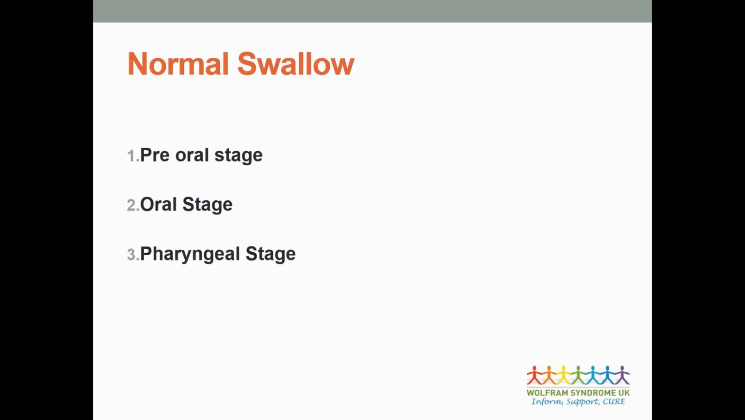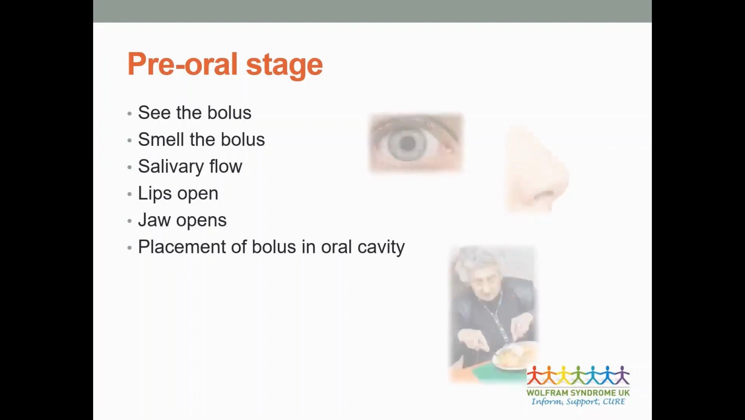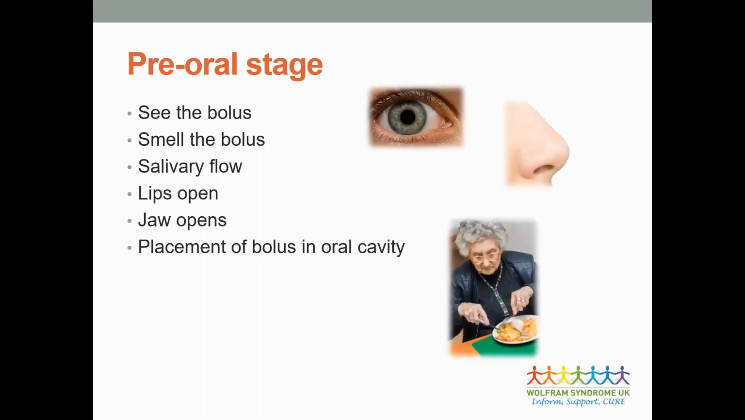So I'll just take you through the normal swallow. This is made up of 4 different stages. We have the pre-oral stage, the oral stage, the pharyngeal stage, and the esophageal stage. So the pre-oral stage encompasses everything that happens before your food and drink reaches your mouth. This includes seeing and smelling your food and drink, producing enough saliva, using your hands to bring the item to your mouth, and using the muscles that control your lips and your jaw to open your mouth to receive the food and drink.